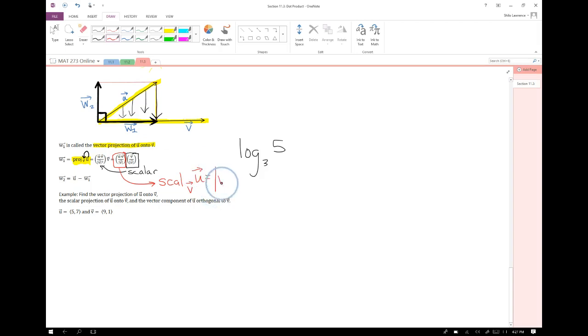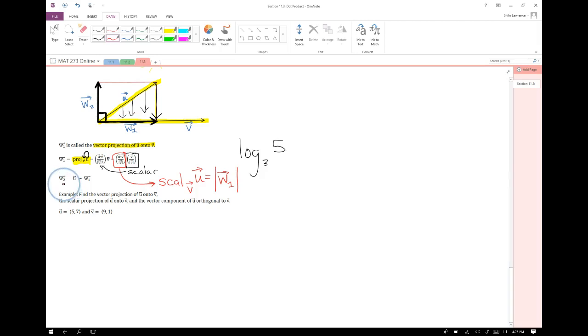So it's the magnitude of w sub 1. And it's called the scalar projection. It's doing a projection, but it's just giving us back a scalar. It's just giving us back how long that new vector w sub 1 is.